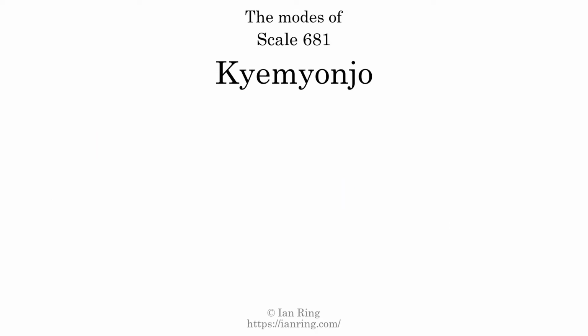This scale has 5 modes. The first mode is itself. The second mode is scale 597, also known as King. It sounds like this.